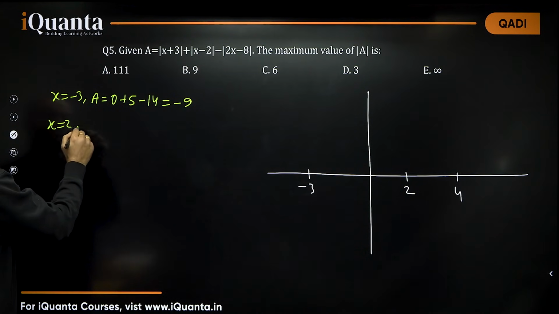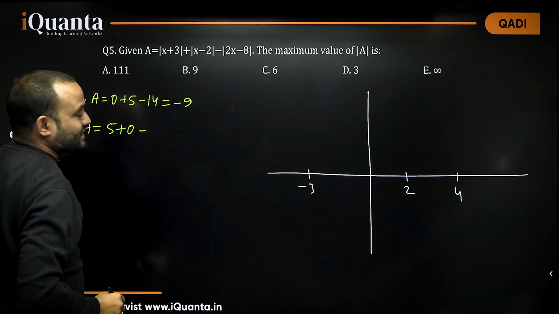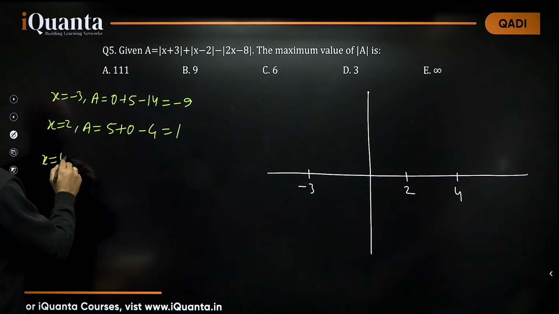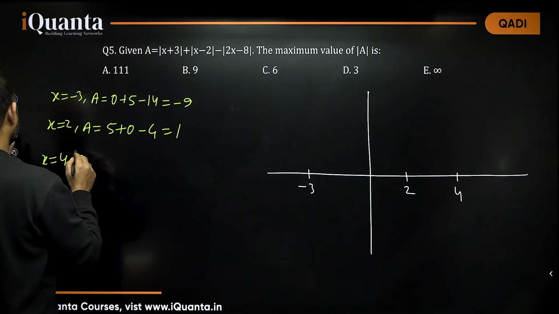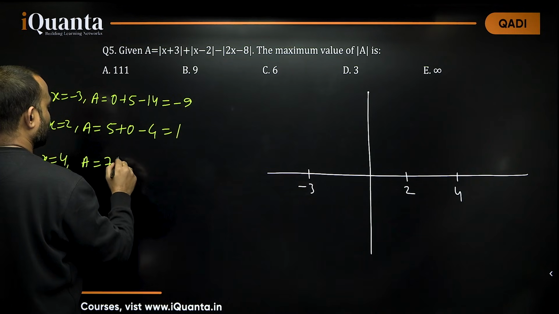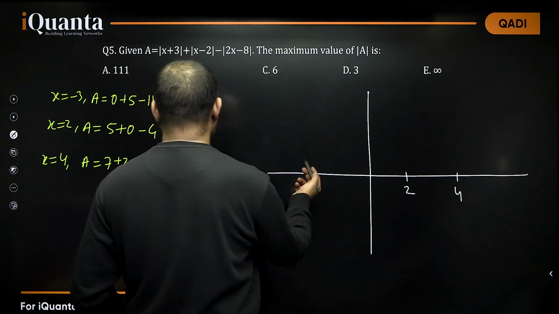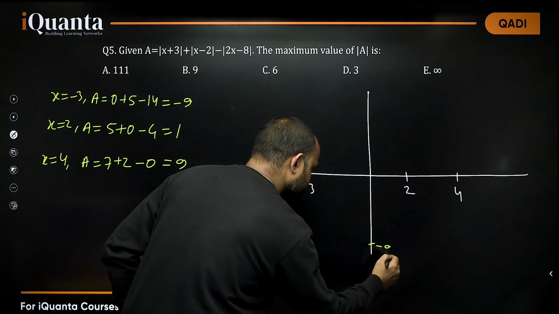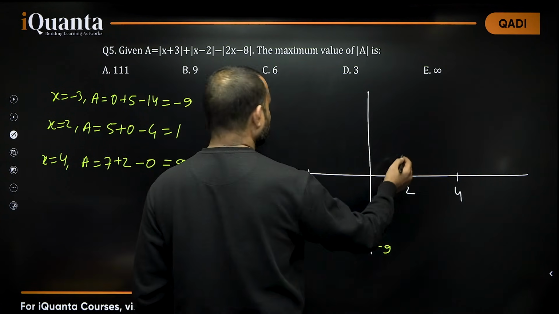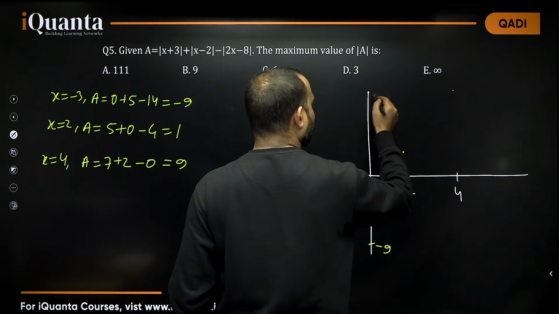Then if I take x is equal to 2, then A will be equal to 2 plus 3 is 5, 2 minus 2 is 0, minus 4 minus 8 is -4, so this will become 4, that is equal to 1. And then if I take x is equal to 4, this will become 7, A will be equal to 7, 4 minus 2 is 2, and this will become 0, and that gives us 9. So at -3, A is -9, right? A is -9, and at x is equal to 2, A is 1, and x is equal to 4, A is equal to 9, somewhere here.